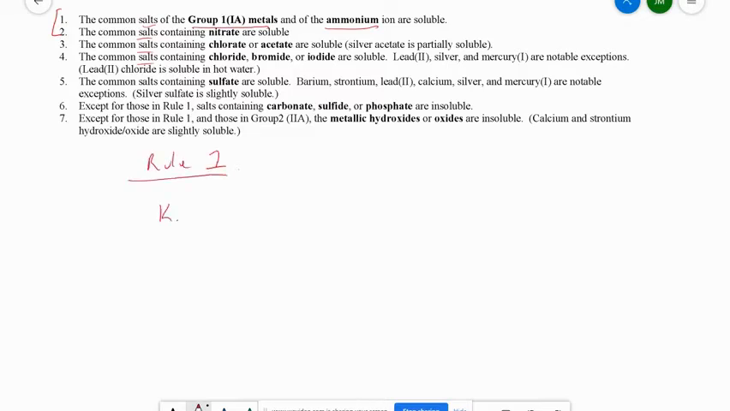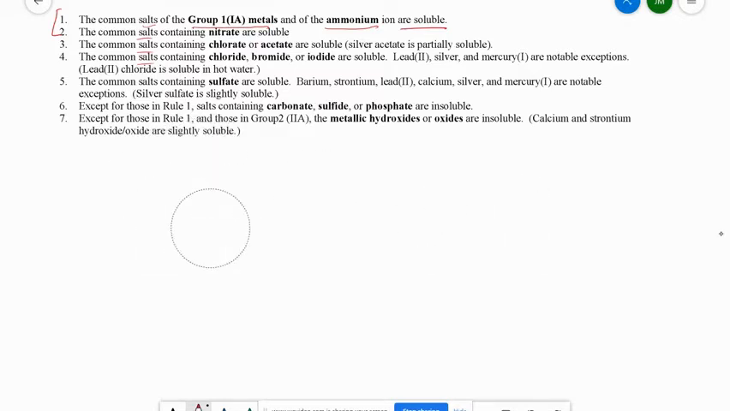So some examples of rule 1 would be things like potassium sulfate, potassium being a group 1 metal, NaCl, sodium being a group 1 metal, ammonium chloride, ammonium, right? So all of these would dissolve in water. All of these are soluble. Okay.